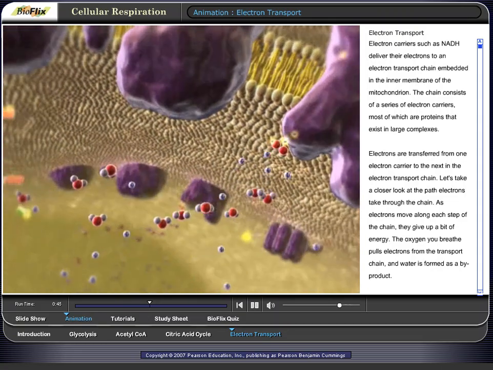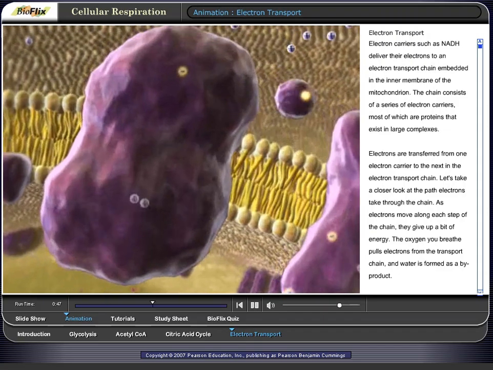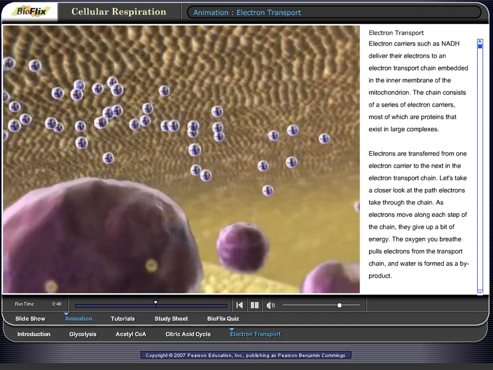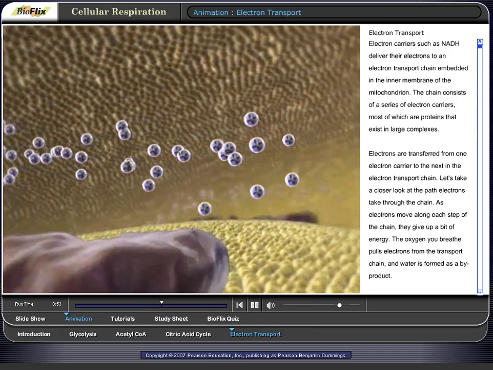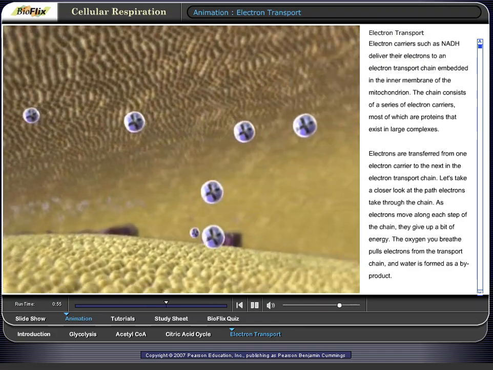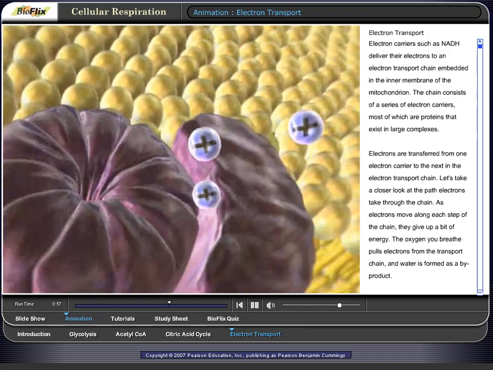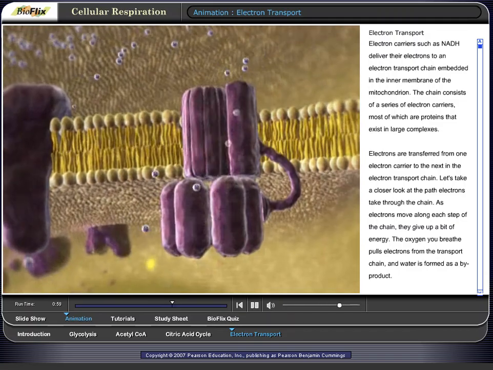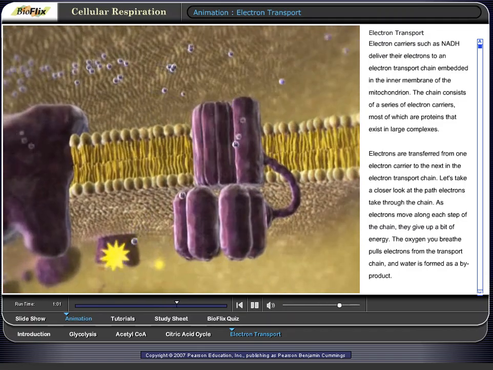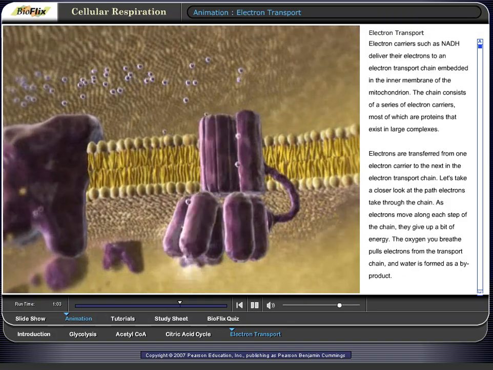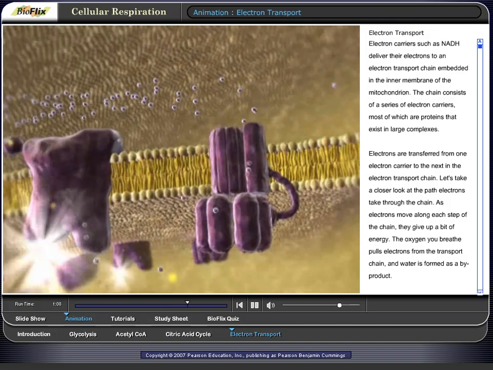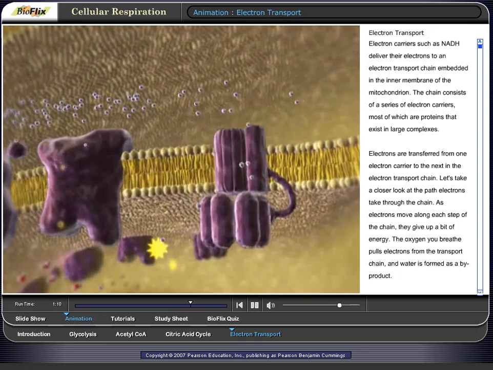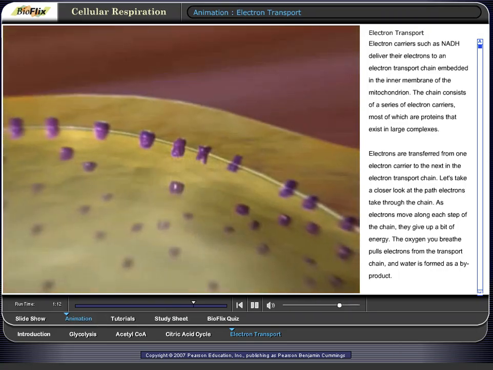The energy released by electrons is used to pump hydrogen ions, the blue balls, across the inner membrane of the mitochondrion, creating an area of high hydrogen ion concentration. Hydrogen ions flow back across the membrane through a turbine. Much like water through a dam, the flow of hydrogen ions spins the turbine, which activates the production of ATP. These spinning turbines in your cells produce most of the ATP that is generated from the food you eat.